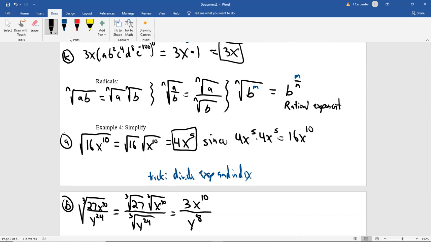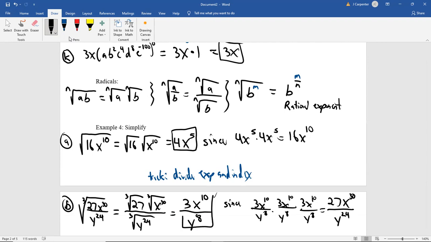If you don't trust me, take this thing and multiply it by itself and multiply it by itself. How do we multiply fractions? Go straight across. 3 times 3 times 3 is 27. X to the 10th times x to the 10th times x to the 10th. You're just adding those up. 10 plus 10 plus 10 is 30. 8 plus 8 plus 8 is 24. There we are.